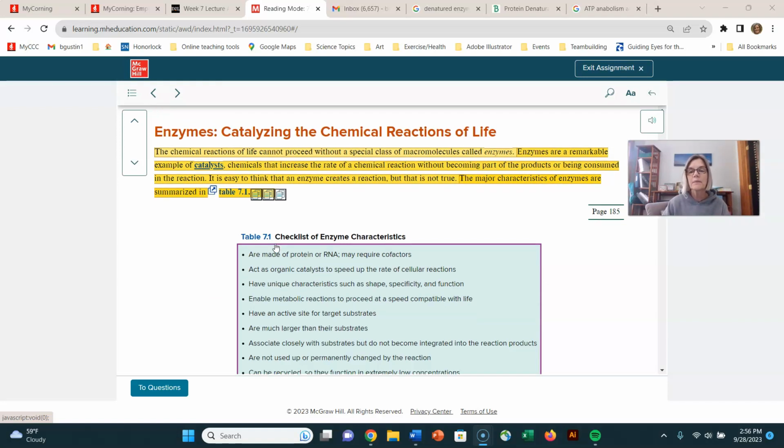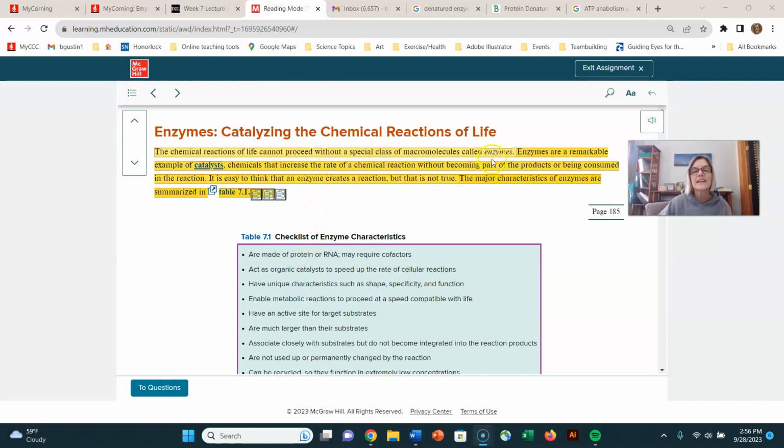I wanted to talk a little bit about enzymes, and for a lot of you this might be review, but it's just a good refresher on what are enzymes. Remember we said enzymes are primarily proteins. It says here enzymes are made of protein or RNA. We're not going to talk about the specialized RNA enzymes, but we're going to talk about the ones that are made of proteins. So most enzymes are made of proteins.